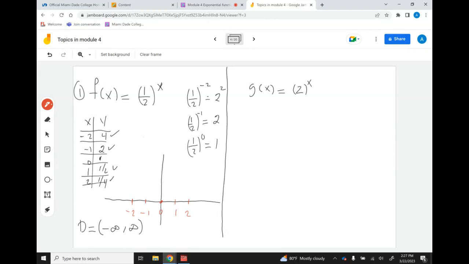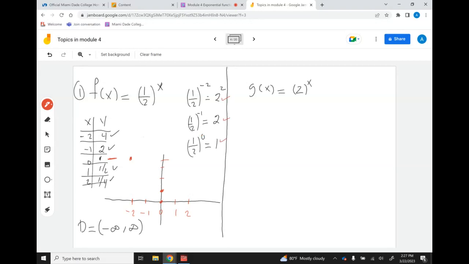Now, let's see if I can plot. Let's start with 0. Let's start with this guy, right? And by the way, that is not the vertex. That 0, 1 is not a vertex. It's just one of the many points on that graph. So when x is 0, the height of the y value is 1. What about when it's -2? Well, when it's -2, you get a 4. So this is 1, 2, 3, 4. So all the way here. When it's -1, the y value is 2.